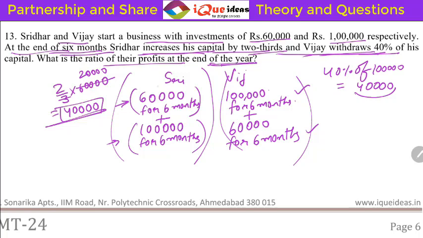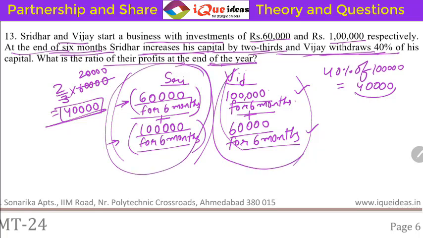See, for Sridhar 60,000 for 6 months. For Vijay also 60,000 for 6 months. For Sridhar, 1 lakh for 6 months. For Vijay, 1 lakh for 6 months. Right. So even if the order is different, the profit amount will remain the same. Right? They will become equal. So directly we can see from here that the profit ratio will be equal to 1:1. Right? Just by looking at the values.